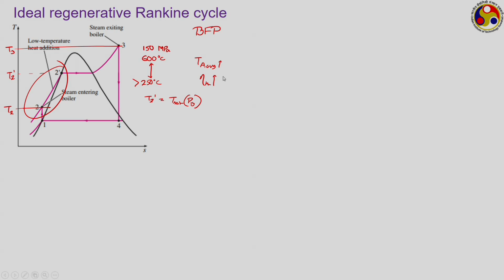So, that is the idea of regeneration, that is to increase the efficiency of an ideal Rankine cycle by incorporating the regeneration, where the objective is to raise the temperature of the feed water coming out of the boiler feed pump from the T2 level to the saturation temperature corresponding to the boiler pressure. But how can we do that?